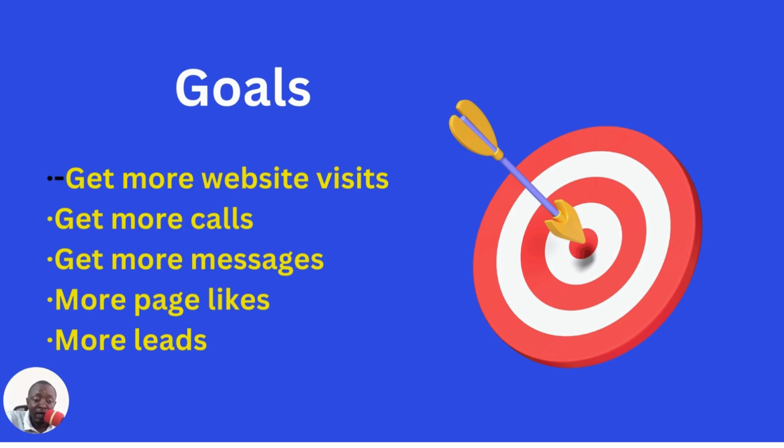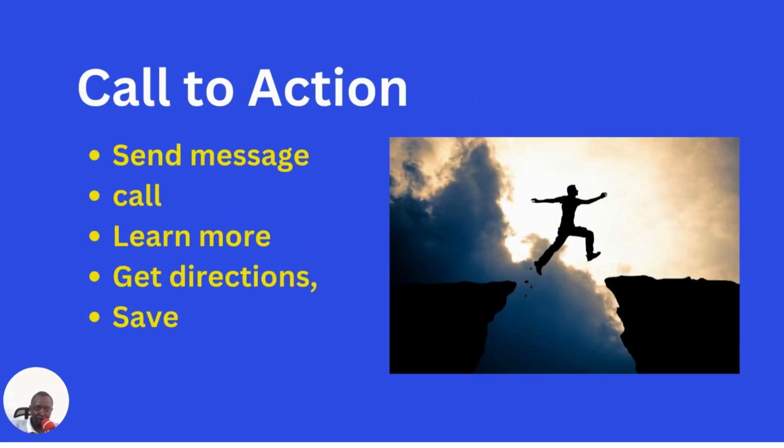Then you can also set up a goal of getting more leads to your business. Leads can be converted into sales. So one of the goals or objectives of setting up a Facebook advertising campaign is to get more leads. So when you are prompted to give the goals for your campaign, you can choose any of these things that we've talked about.